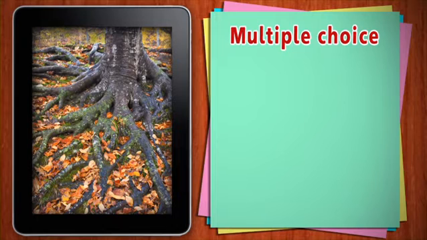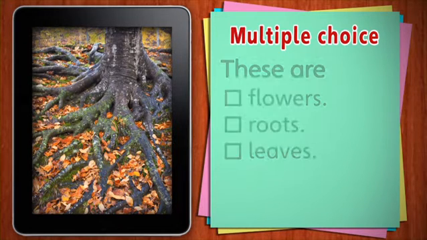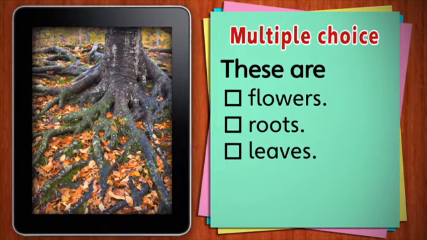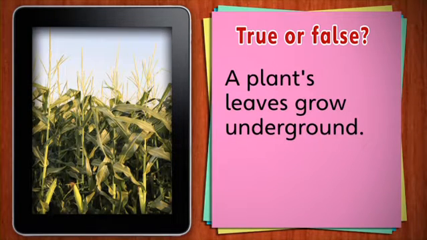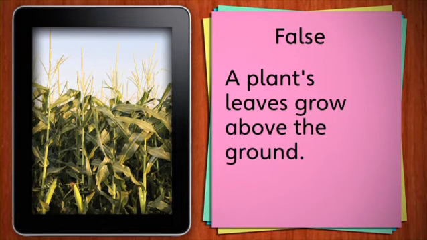Look carefully. What part of a plant can you see? Are these the plant's flowers, roots, or leaves? These are the plant's roots. The plant uses its roots to take nutrients and water from the soil. True or false? A plant's leaves grow underground. That's false. Leaves grow above the ground. A plant's roots grow underground.